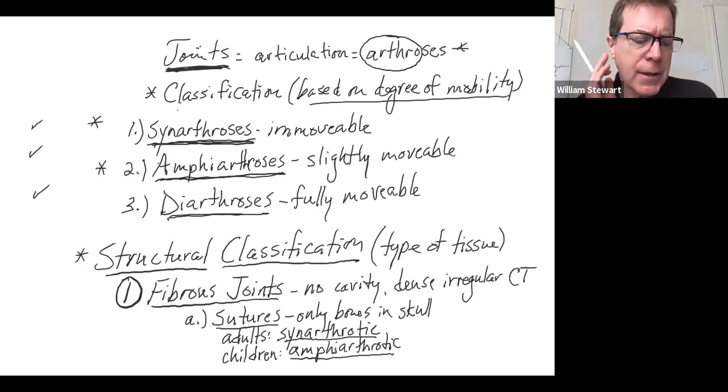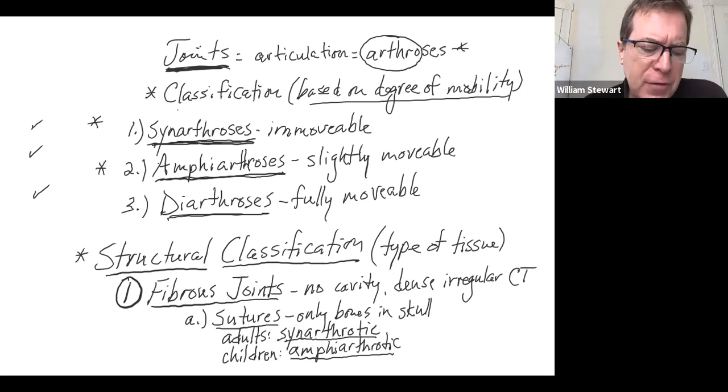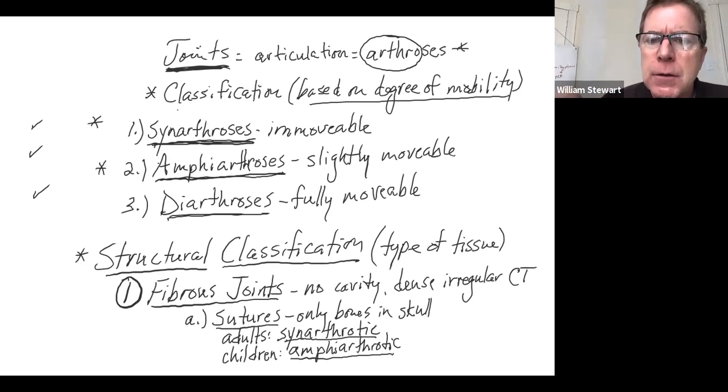There's something called a synostosis, which is a suture that's replaced by complete fusion of bone to bone. I don't know if your book even lists this term, but it's worth writing. Synostosis is basically a suture that gets completely replaced by total fusion of the bone.